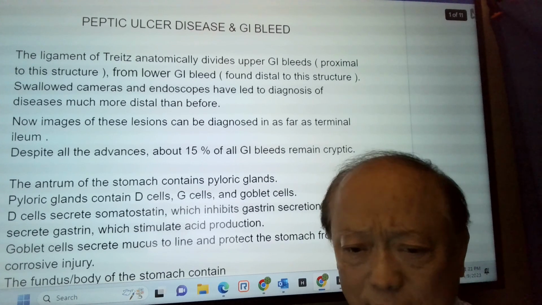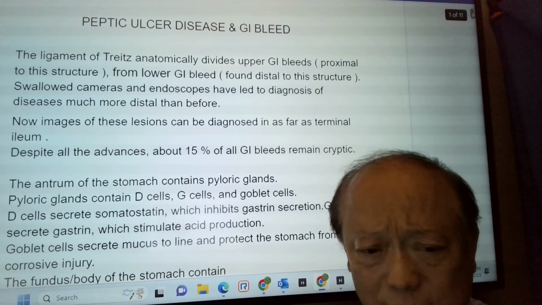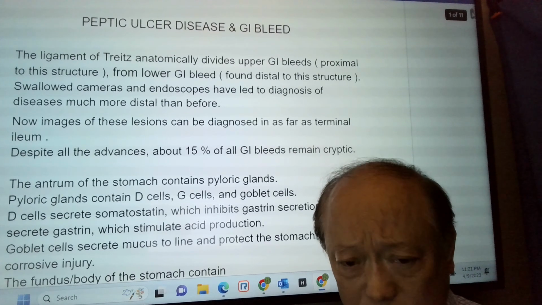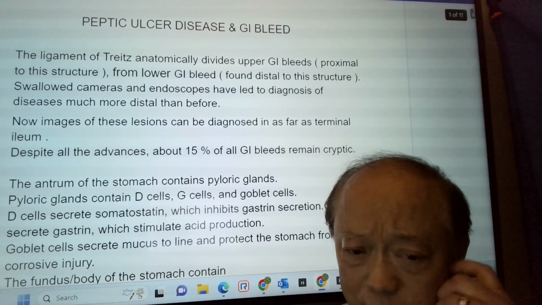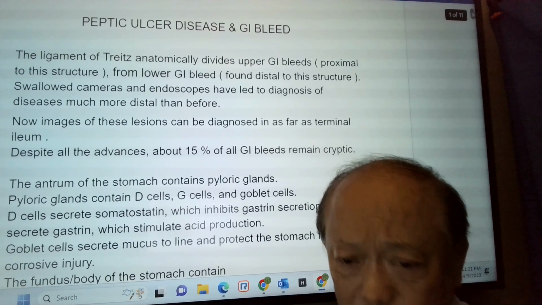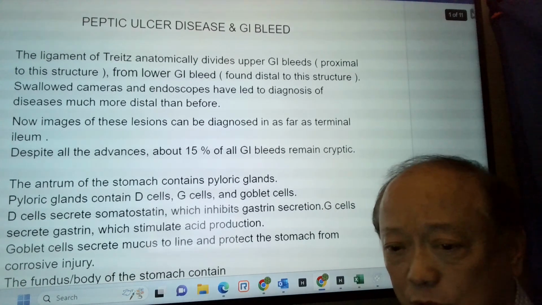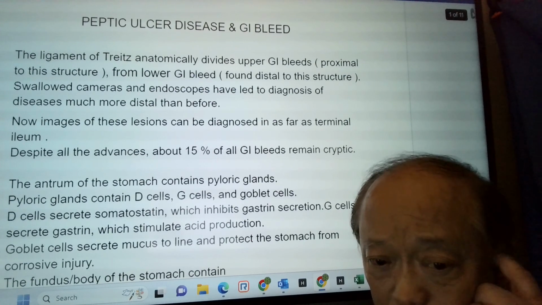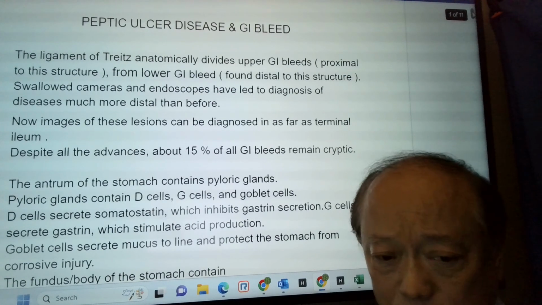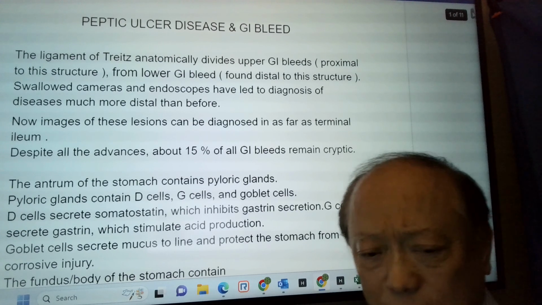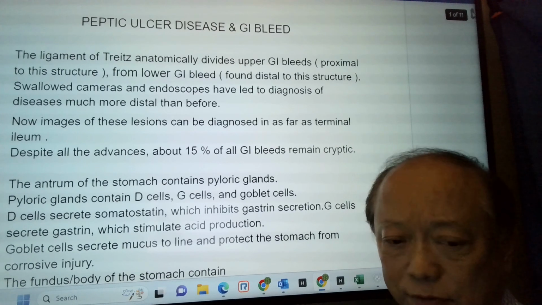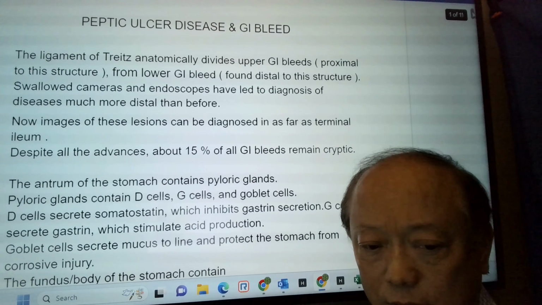The antrum of the stomach contains pyloric glands. Pyloric glands contain D cells, G cells, and goblet cells. D cells secrete somatostatin, which inhibits gastrin secretion. G cells secrete gastrin, which stimulates acid production. Goblet cells secrete mucus to line and protect the stomach from corrosive injury.